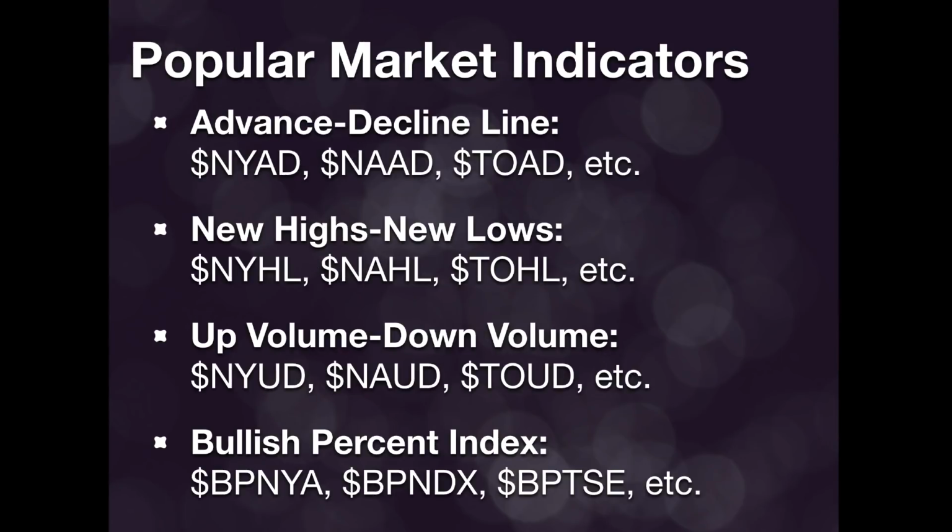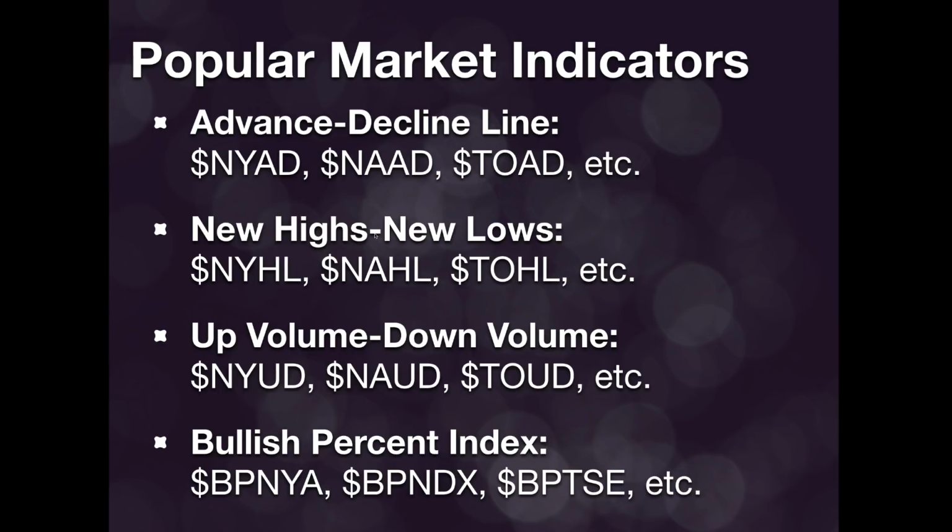So here are some examples of popular market indicators. As I mentioned, advancers and decliners are very popular. People will take those two and they'll subtract them. Advancers minus decliners, plotted on a cumulative basis, I'll show you this in a second, is called the advance decline line. And we have advance decline lines in StockCharts. We have them for the New York Stock Exchange, NYAD. We have them for the NASDAQ Exchange, NAAD. The Toronto Stock Exchange, TOAD, and a couple other ones.